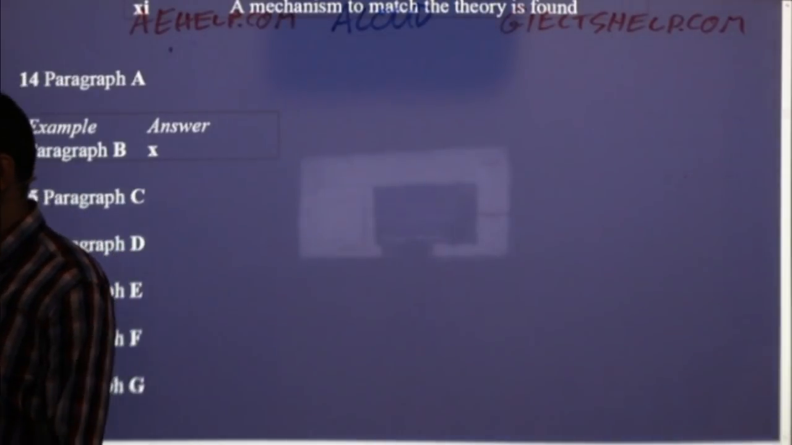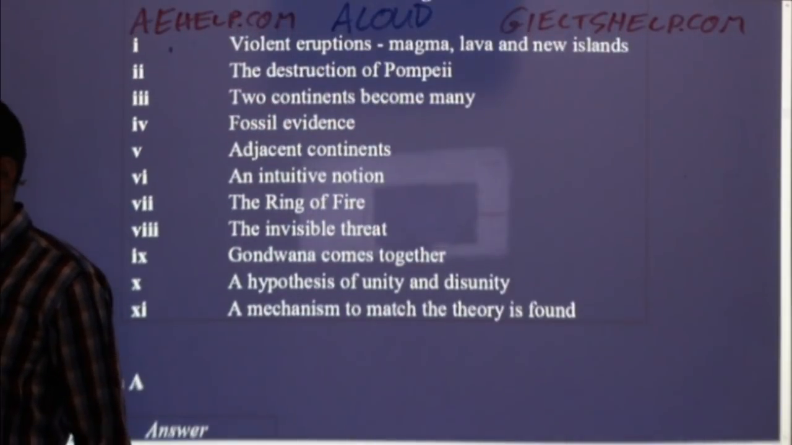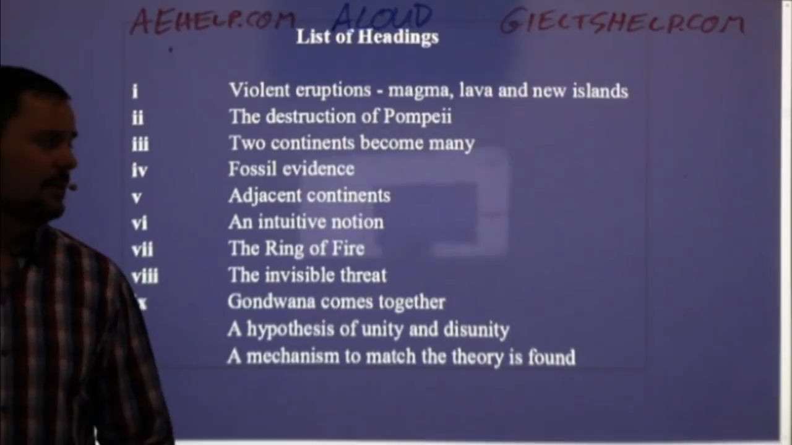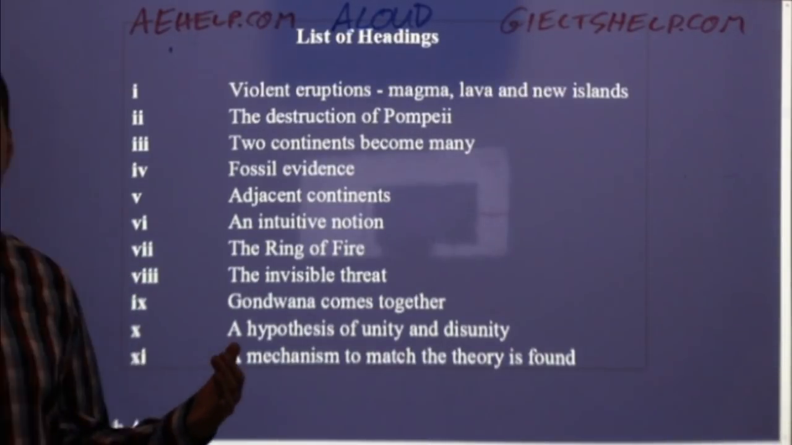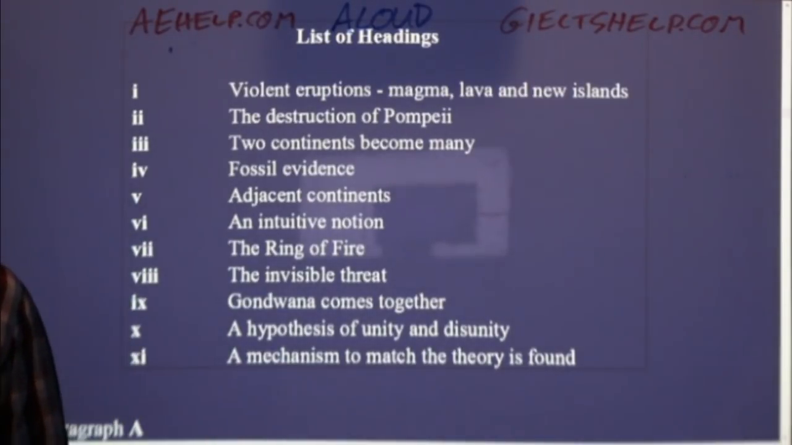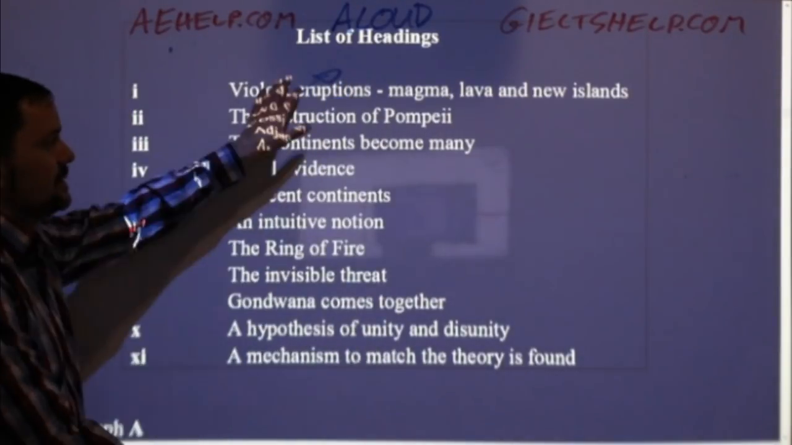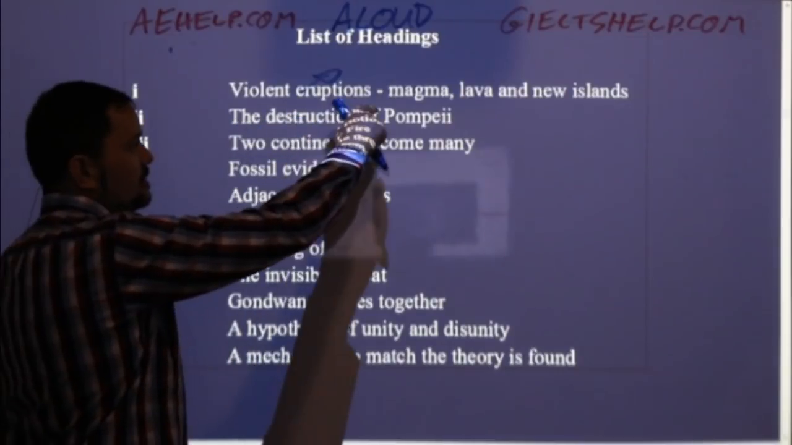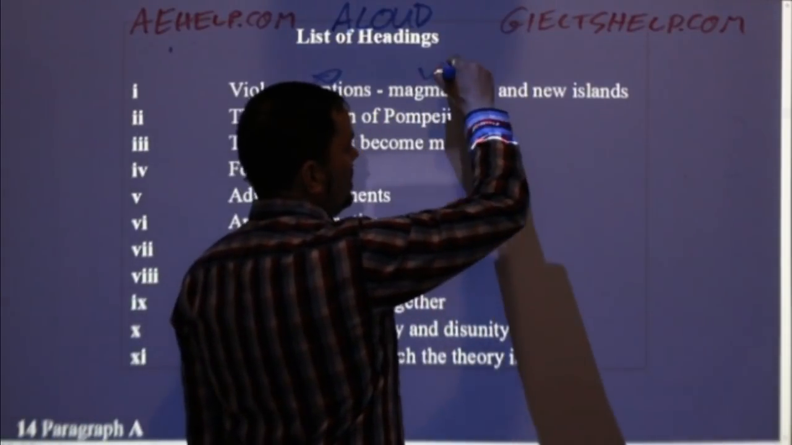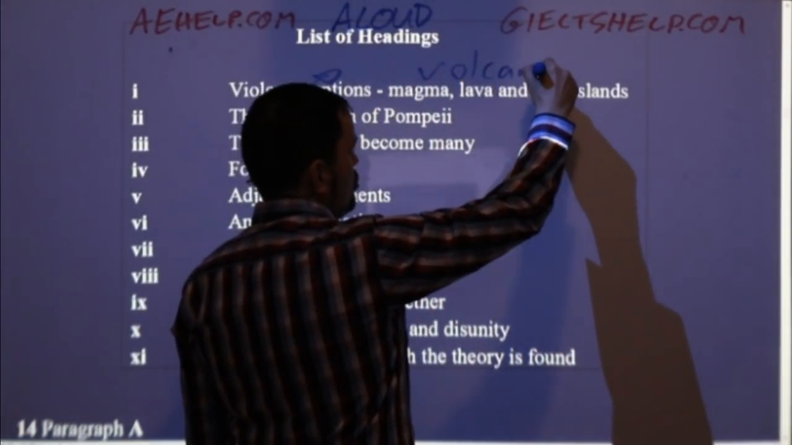So what is this paragraph about? And yeah, a lot of you said it's about volcanoes. So this paragraph is about volcanoes. Hi, Marina. Good to see you in class. Long time no see. So you're saying, yeah, it's about volcanoes. And remember our paraphrasing at the beginning of class when we said, hey, let's paraphrase this in an easy way. Violent eruptions, magma, lava, new islands. We're talking about volcanoes.